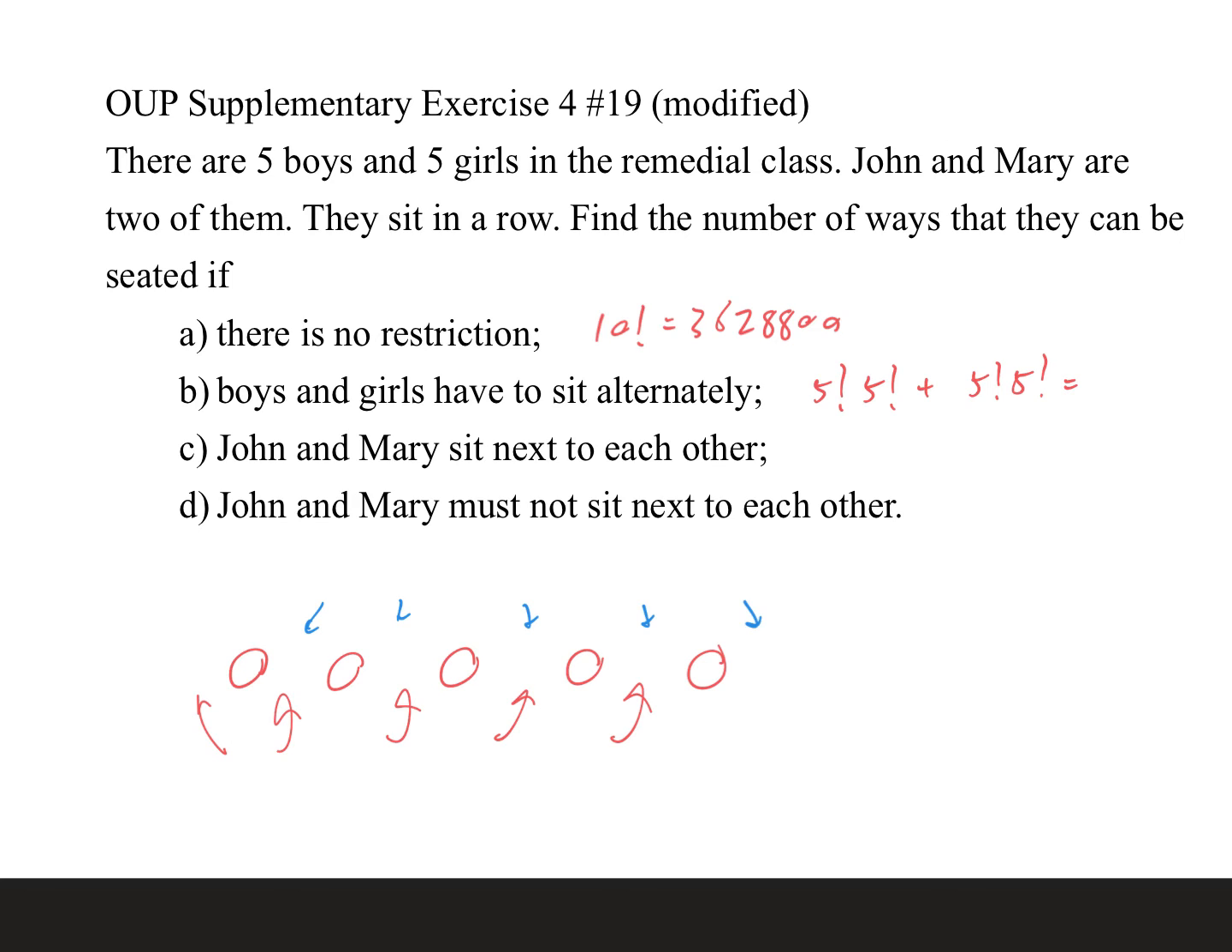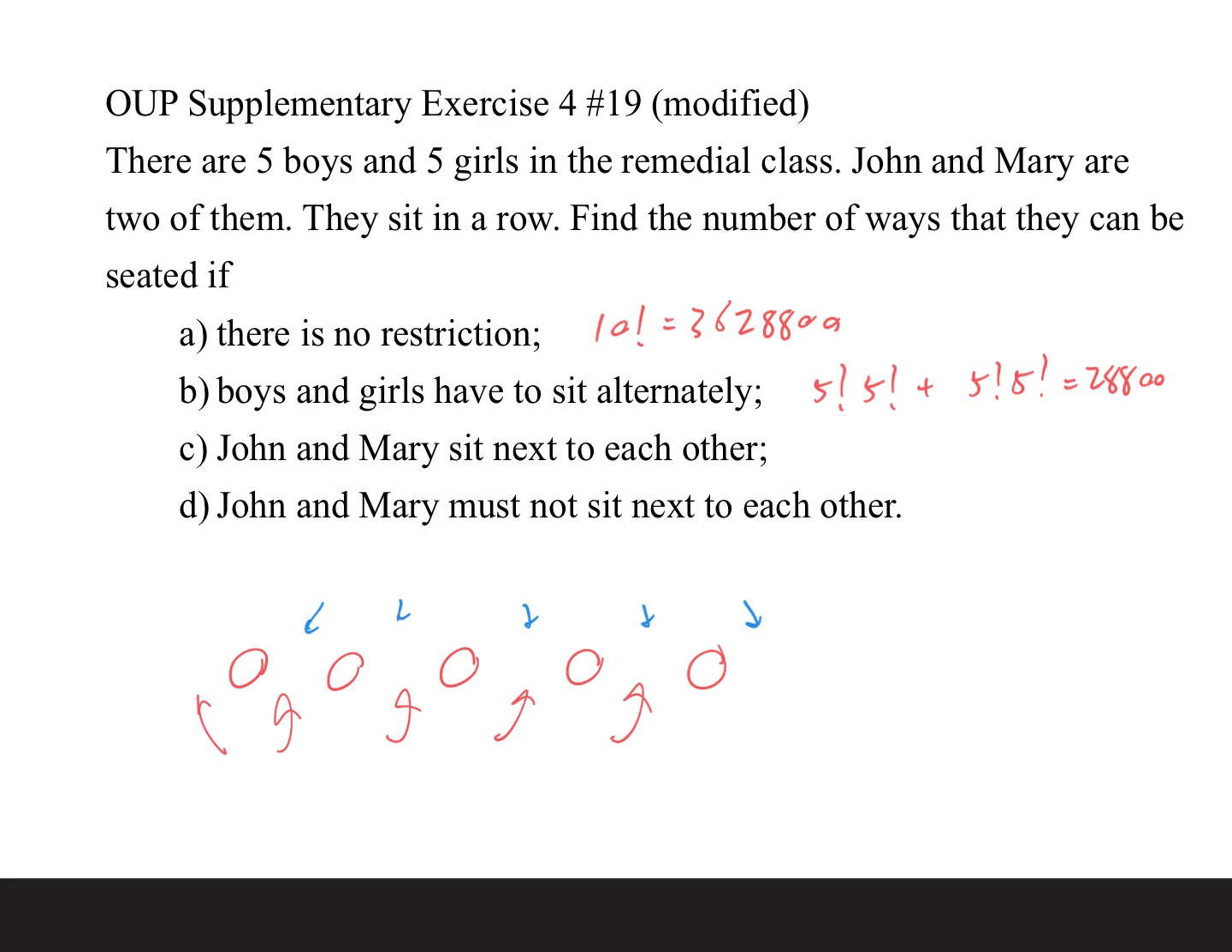So 5 factorial is 120, yes, and then times another 120, which gives 14400, and then times 2, so the answer is 28800.